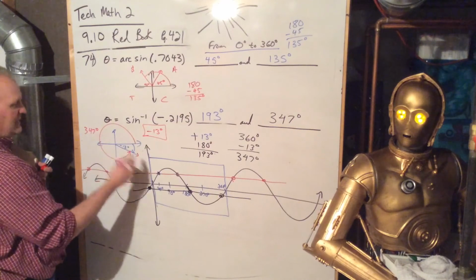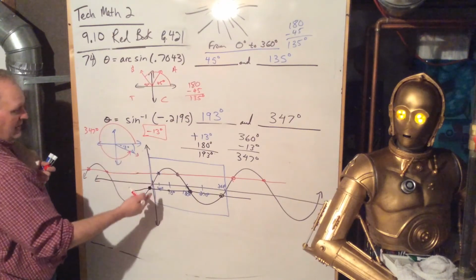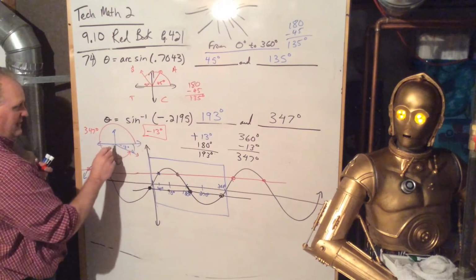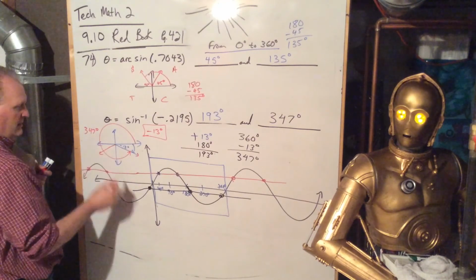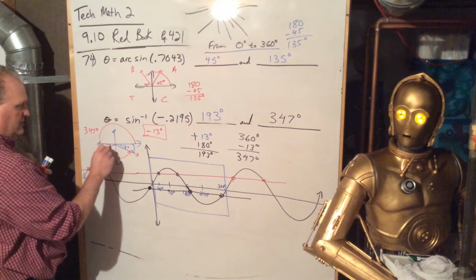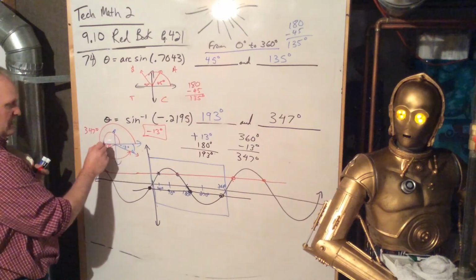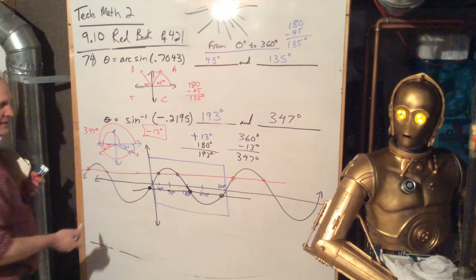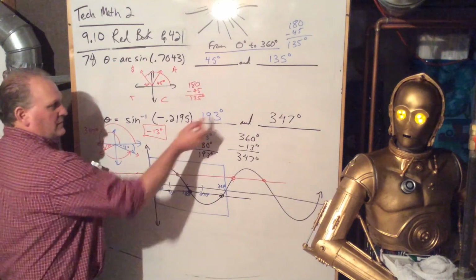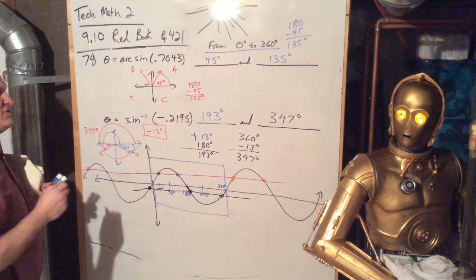Then we would have needed to find the other angle. Well, where else is sine negative? That would be down here. And so that would put a 13 degree angle right there, which would mean 180 plus 13 degrees to get me the 193. So that was the 193. So that was a trickier one.